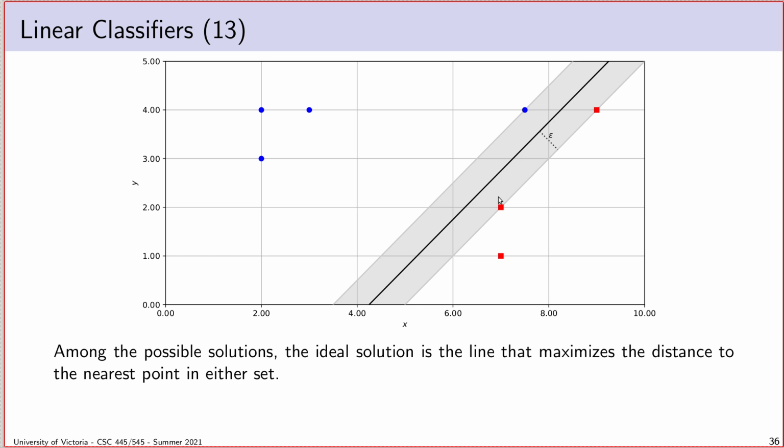either set. And of course, we know already from the previous case that when I say maximize the distance to any point, what I really care about is the closest point, because clearly the distance to the closest point will be less than the distance to any other point. I want something like this. I want to have the largest margin of error between the line and either side of the line, so the red points and the blue ones.